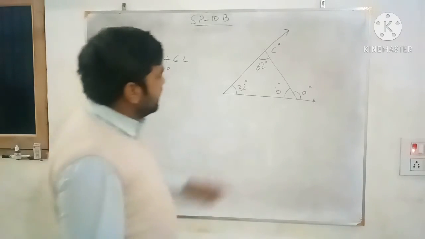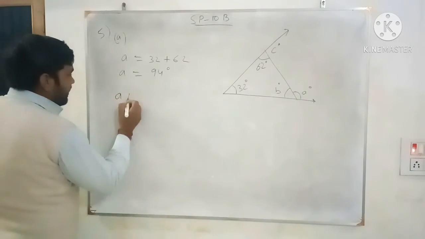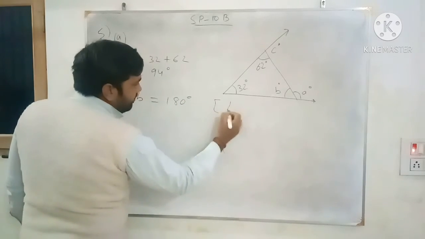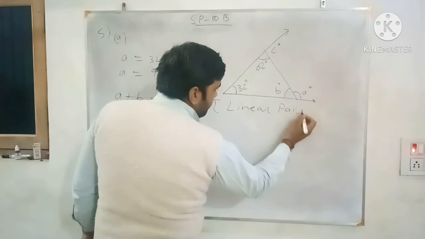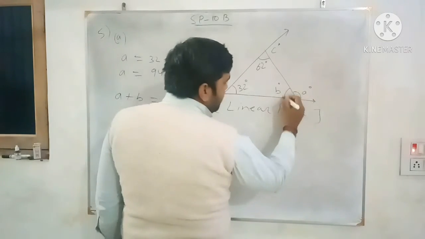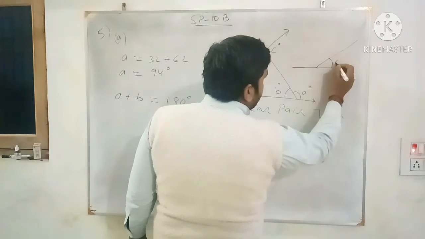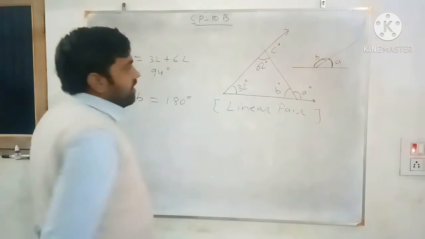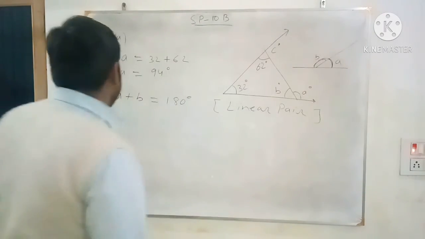Angle A we got. Now angle A and B both are a linear pair. So what you write? A plus B is equal to 180 degree. Reason: linear pair. Because both angles are made on a straight line. If any two angles are made on a straight line like this, A and B, then their sum will be a linear pair. See, half circle is there, semicircle. And the measurement of the semicircle is 180 degree.